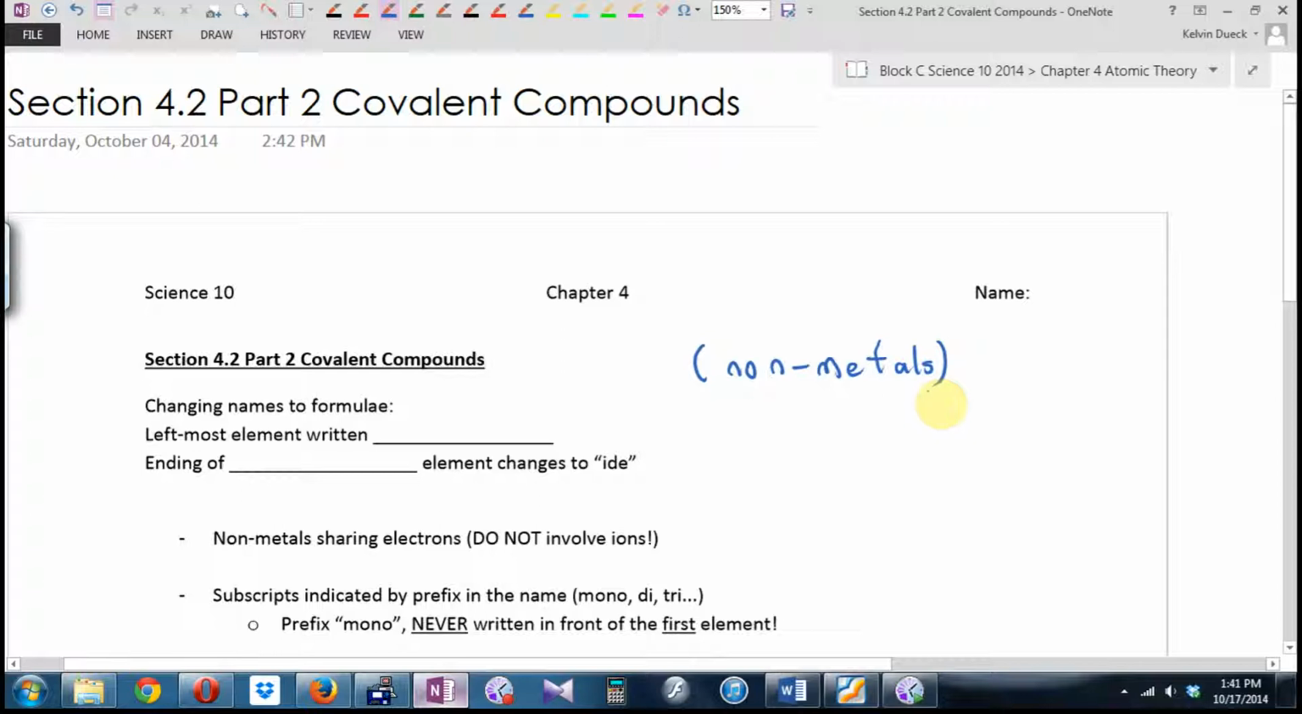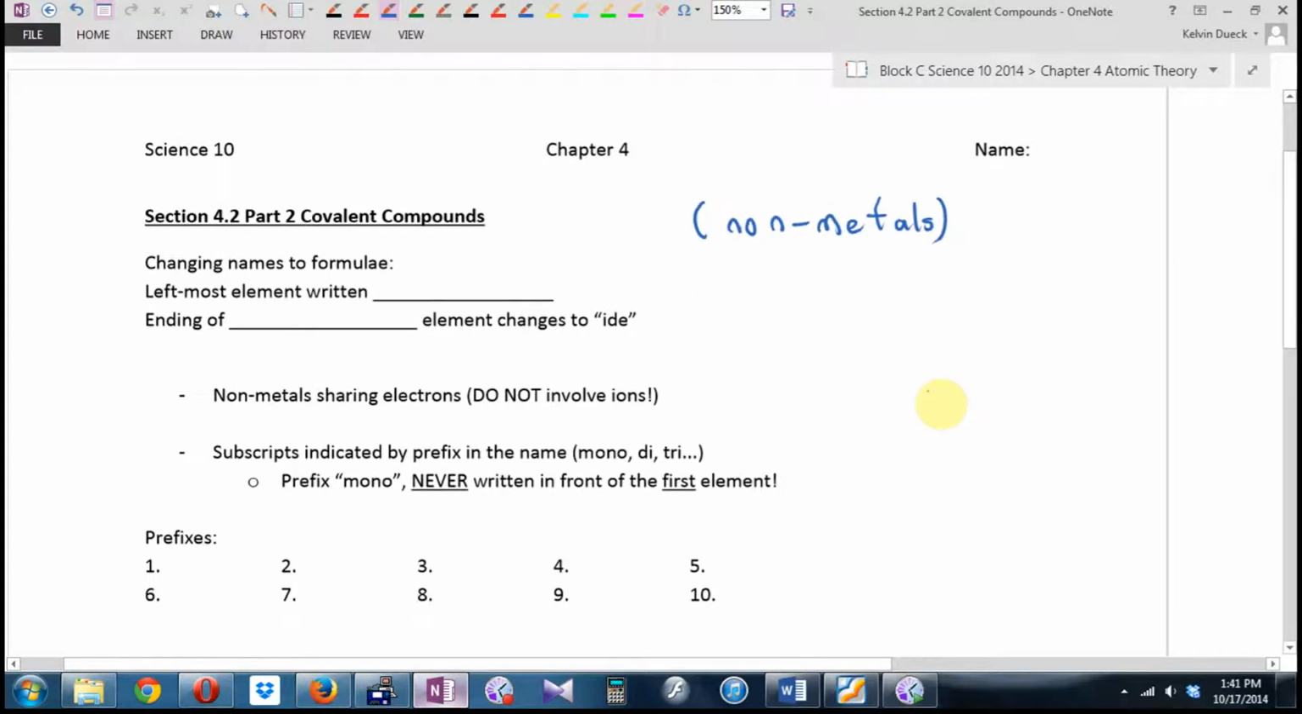Because eventually I'll be giving you both ionic and covalent. And so the habit you want to start to develop right now is: covalent or not, ionic or not, and then plan your attack. First of all, changing names to formula. The leftmost element is written first. Whichever one appears first, write it first. Which doesn't seem that profound, but I should mention that. And the ending of the second element changes to "ide" like before.